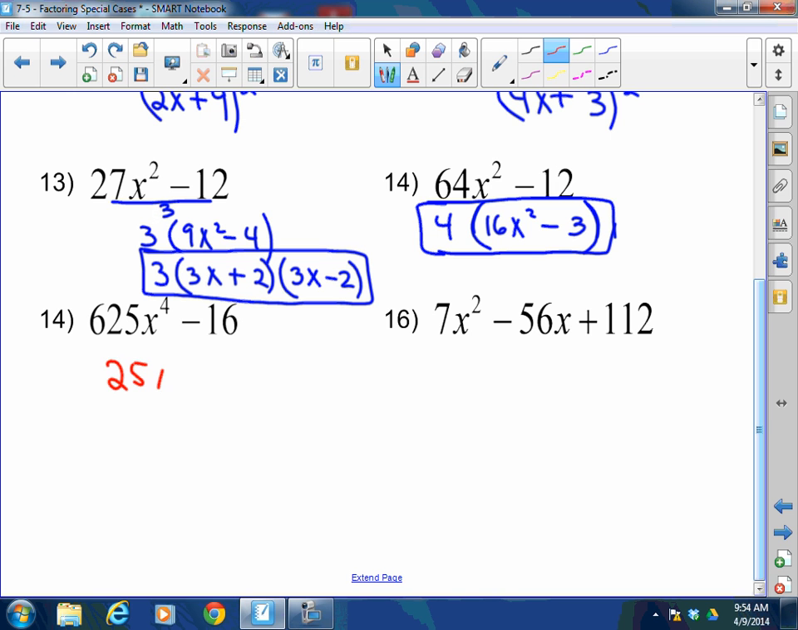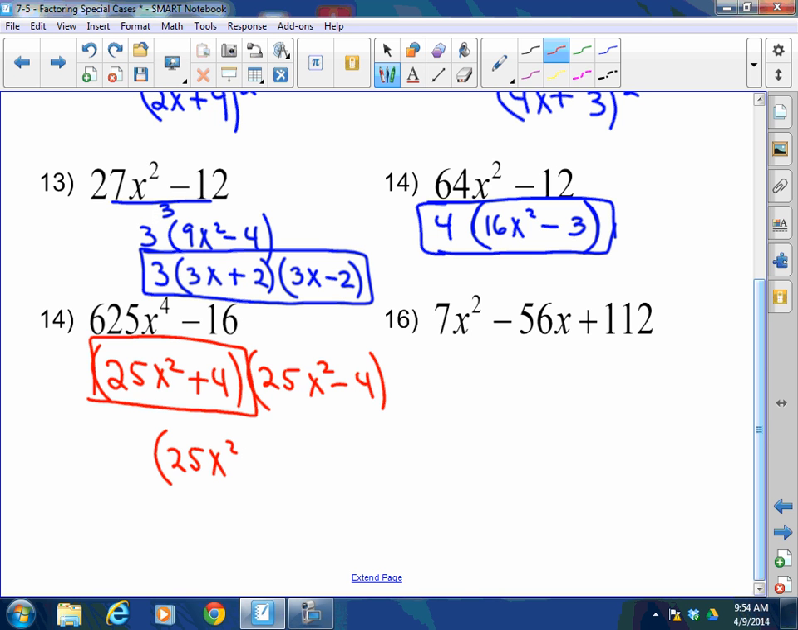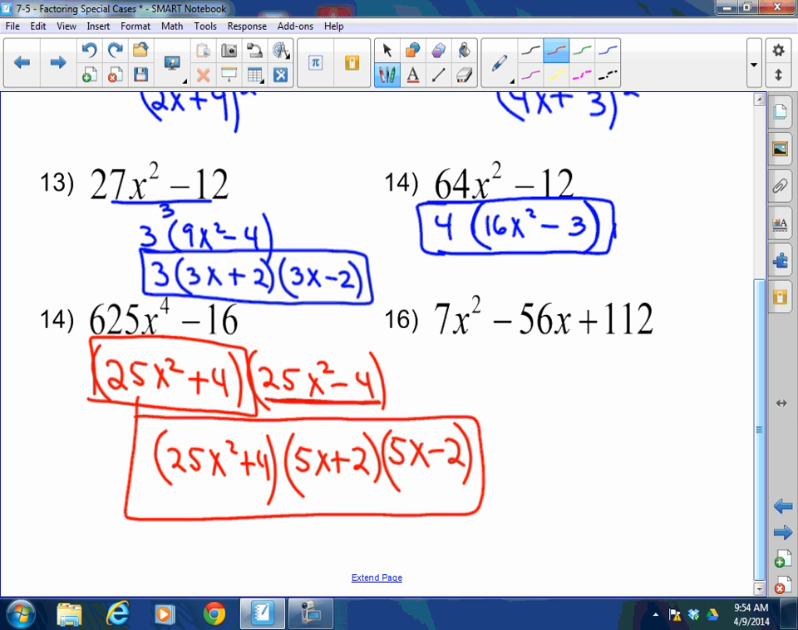Square root of the first plus square root of the second times square root of the first minus square root of the second. This is it. It is unfactorable. So that is 25x squared plus 4. But this is a difference of squares. Square root of 25x squared is 5x plus square root of 4 is 2 times square root of the first term minus square root of the second term. That is my final answer. Thank you so much for your honesty. Thank you very much. Okay, next, 16.